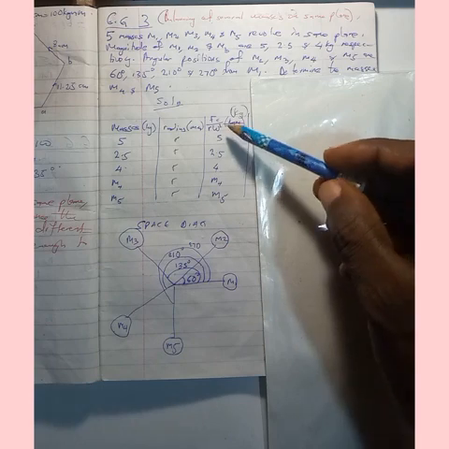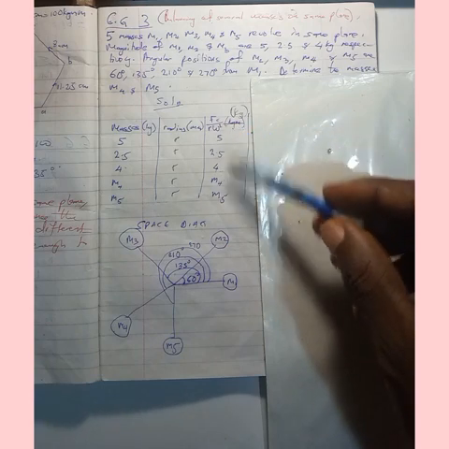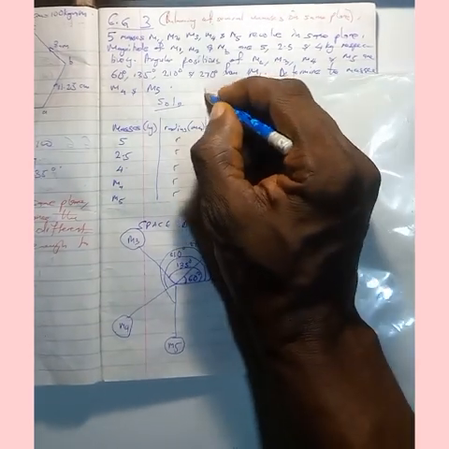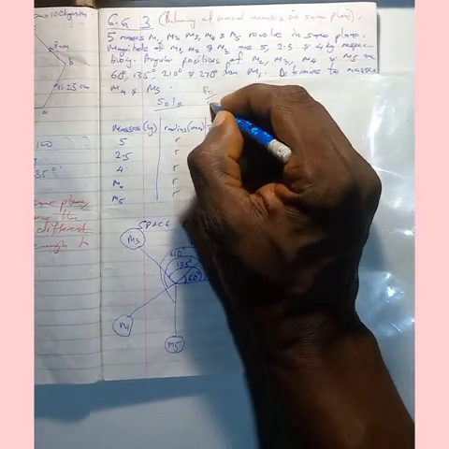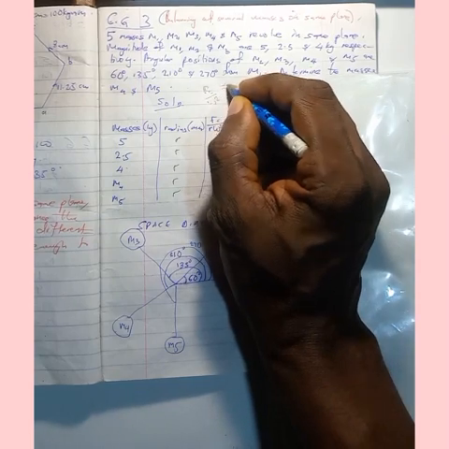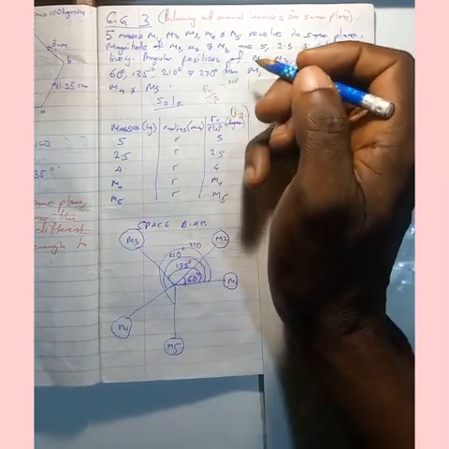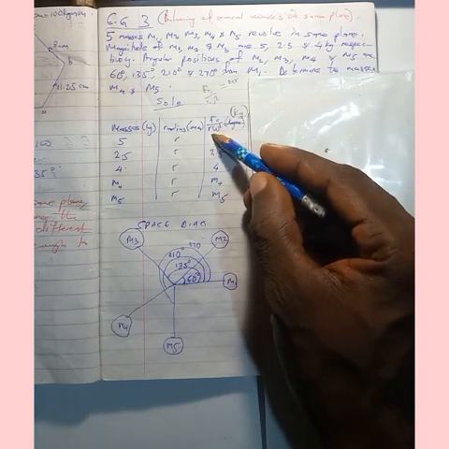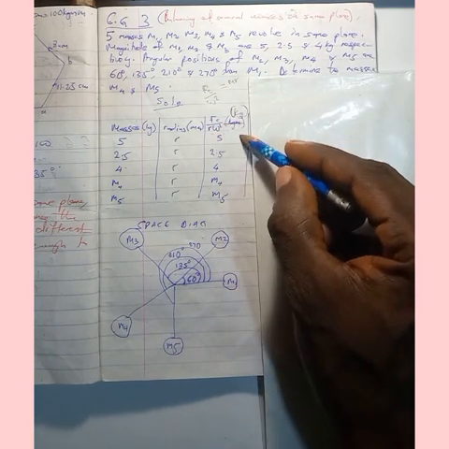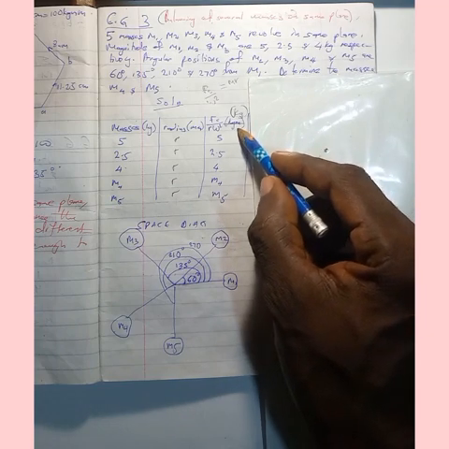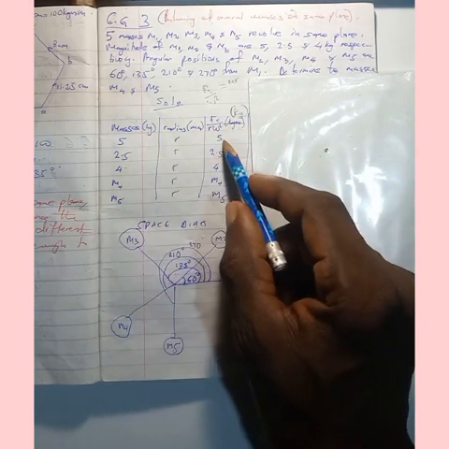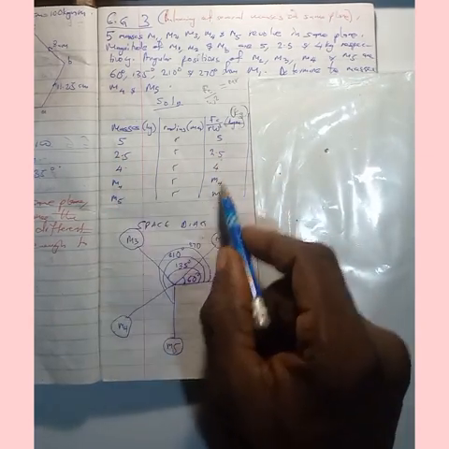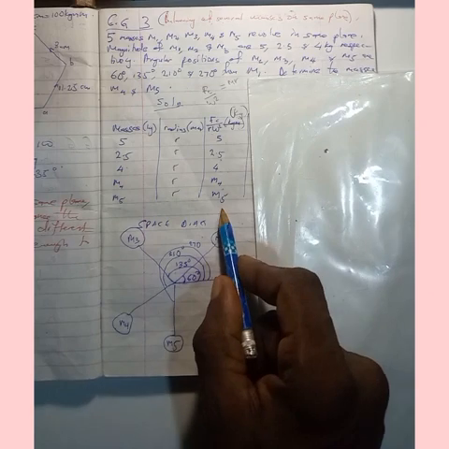So it means here where we have our first column, instead of FC over omega square equals MR, we are now going to have FC over omega square R equals M. This means the unit here is going to be kilogram. So that means we are left with 5, 2.5, 4, M4 and then M5.